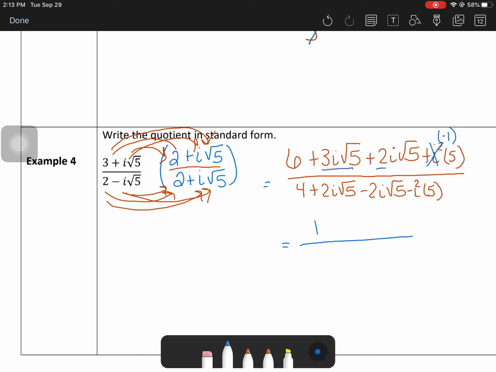3i square root of 5 and 2i square root of 5 would be 5i square root of 5. 2i square root of 5 and negative 2i square root of 5 cancel each other. i squared is negative 1. Negative 1 times negative 1 is positive 1 times 5 is 5, plus 4 is 9.